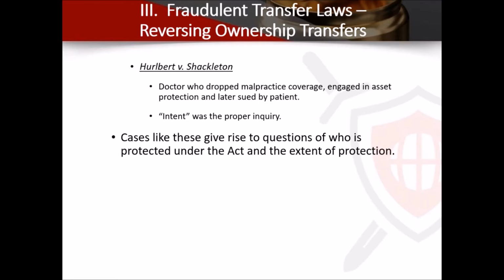Hurlburt v. Shackleton is a Florida case which talks about the future creditor. Dr. Shackleton, I think he was an internist actually. It's a fairly old case, and it's still law in Florida as far as I know. He did some very mild asset protection, I believe in the 80s, and he basically put his wife on their major assets. So he and his wife owned tenancy by the entirety, which requires a plaintiff to have a judgment against both Shackleton and his wife to reach the asset.